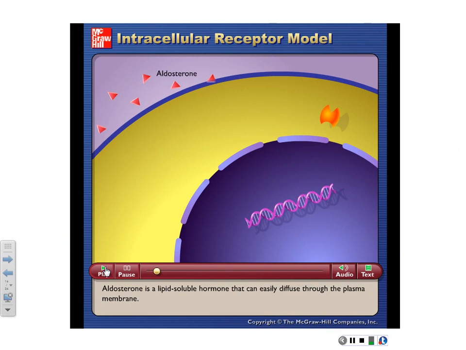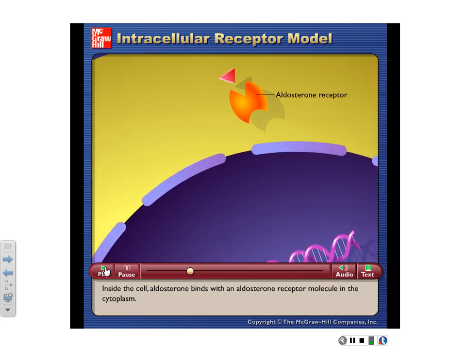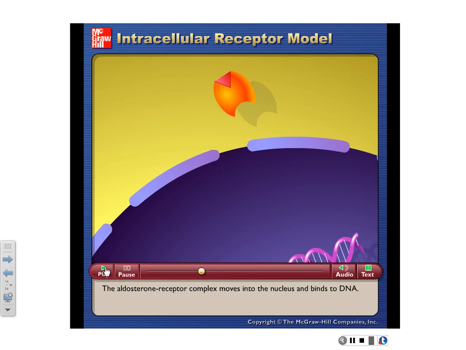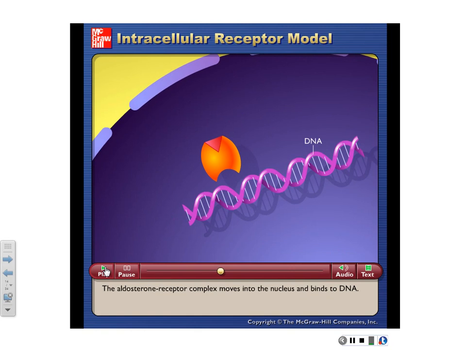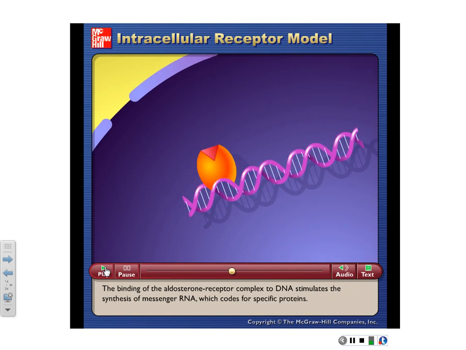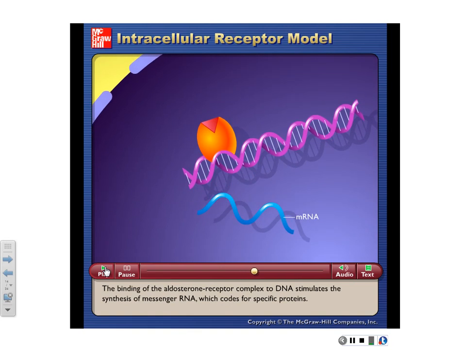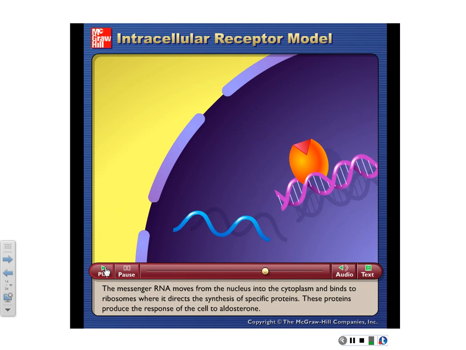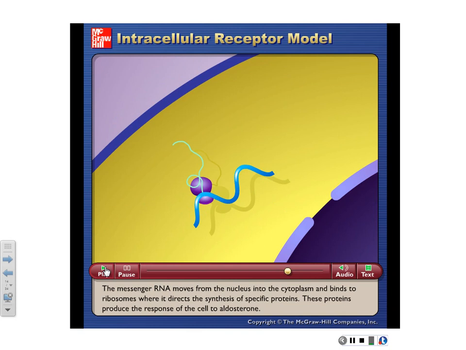Aldosterone is a lipid-soluble hormone that can easily diffuse through the plasma membrane. Inside the cell, aldosterone binds with an aldosterone receptor molecule in the cytoplasm. The aldosterone receptor complex moves into the nucleus and binds to DNA. The binding of the aldosterone receptor complex to DNA stimulates the synthesis of messenger RNA, which codes for specific proteins. The messenger RNA moves from the nucleus into the cytoplasm and binds to ribosomes, where it directs the synthesis of specific proteins. These proteins produce the response of the cell to aldosterone.